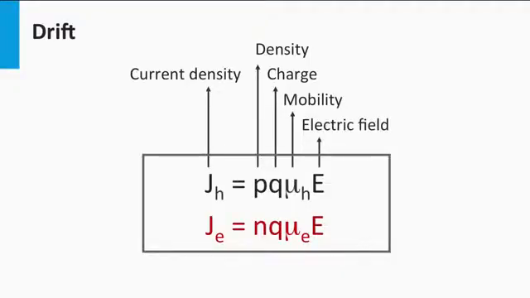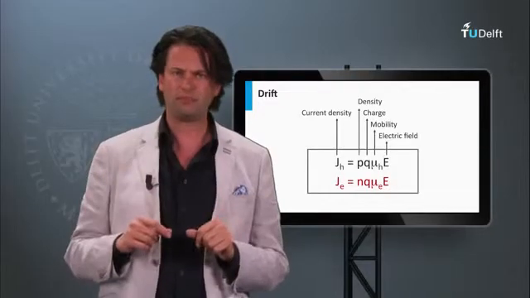The current density induced by an electric field is given by the product of the density of electrons n, the electron charge q, the mobility constant mu, and the electric field E. Similarly, the hole current density induced by an electric field is given by the product of the density of holes p, the electron charge q, the mobility constant mu, and the electric field E.